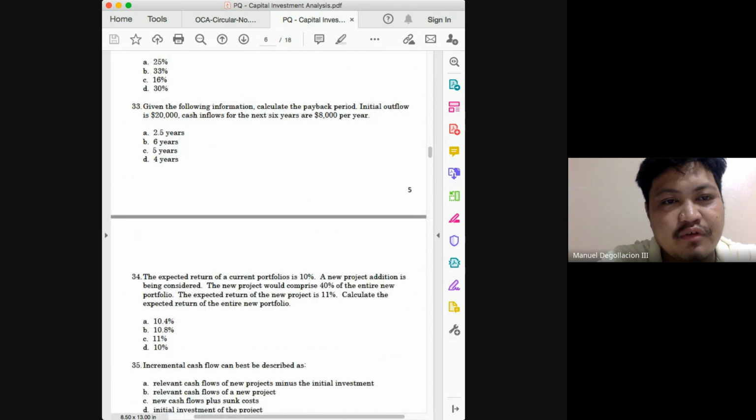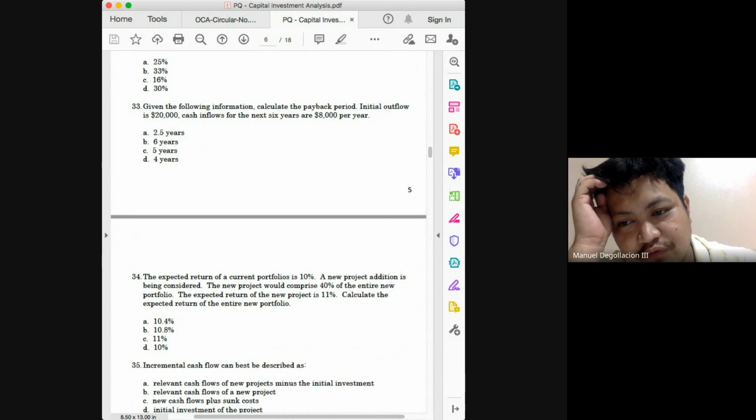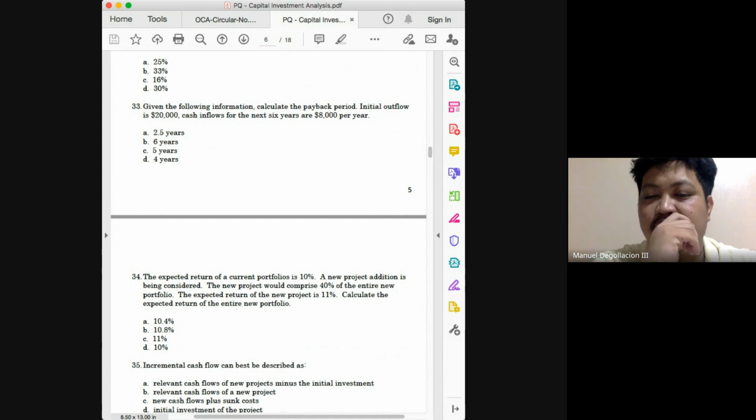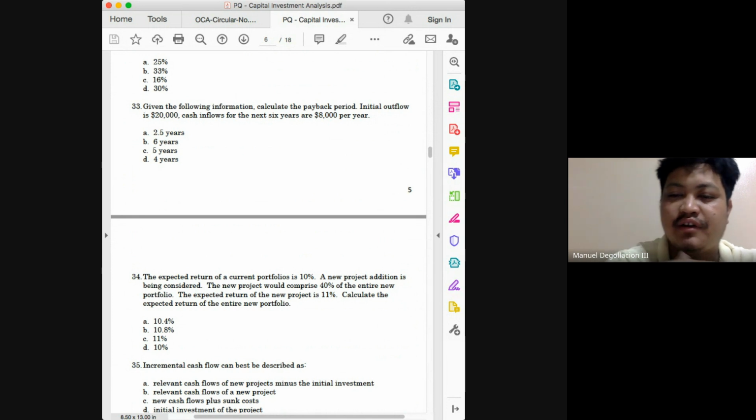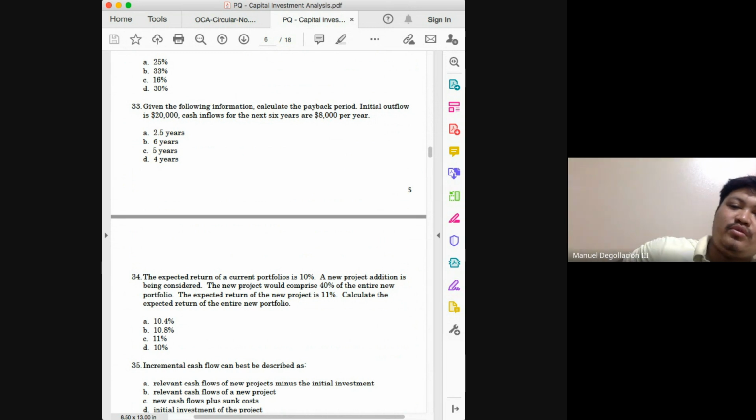33, given the following information, calculate the payback period. This time we're asked for the payback period. Initial outflow is 20,000. Cash inflows for the next 6 years are 8,000. Okay. So after 1 year, you have 8. After 2 years, you have 16. So after 2 years, you will have 4,000 remaining unrecovered investment. 4,000 divided by 8, you will have 0.5. So a total of 2.5 years. Or alternative solution, 20,000 divided by 8, that will also give you 2.5.